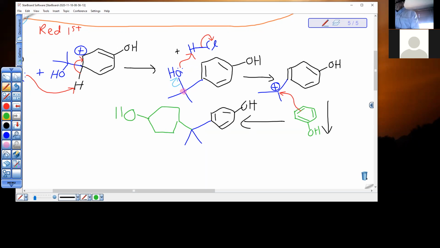Para position. And we have the original pi bond here and here. And the cation is here because we still have a hydrogen here. And that's going to make bisphenol A, which we have to draw because we need it for the next part of the mechanism. So bisphenol A is here.